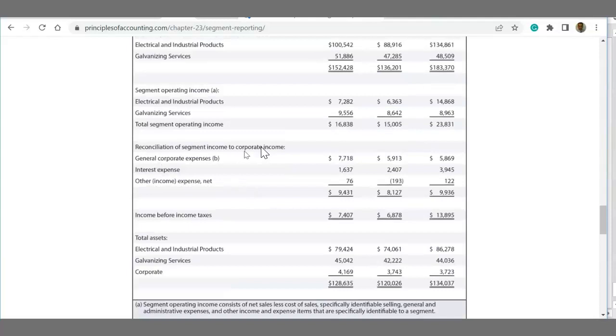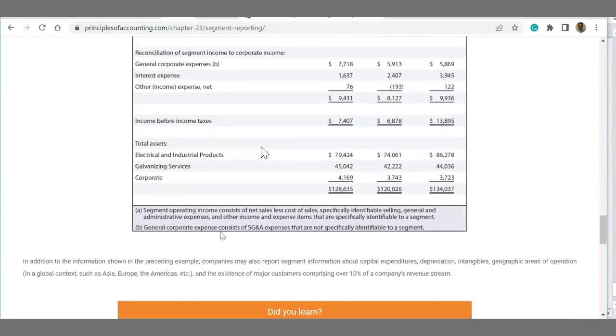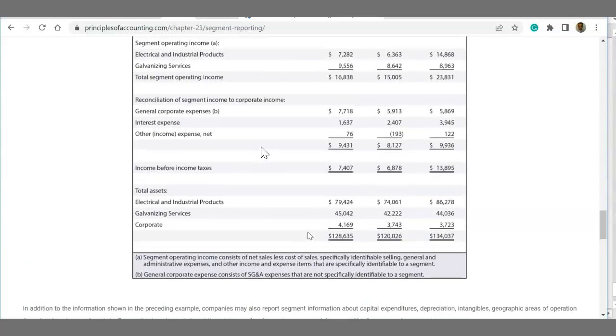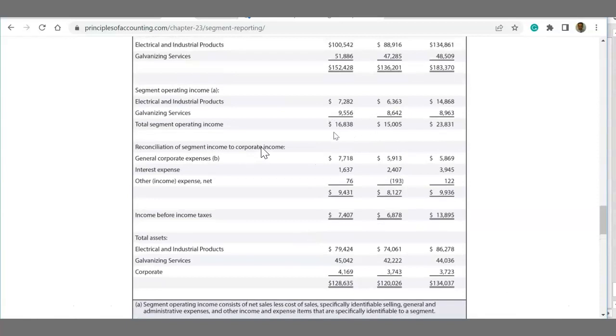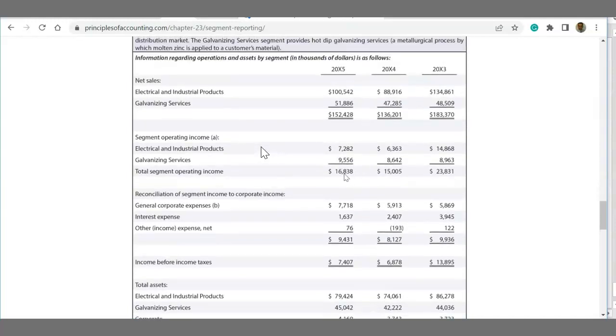Reconciliation of segment income to corporate income. So general corporate expenses are 7,700, which consist of selling and general administrative expenses that are not specifically identifiable to a segment. So that's why we calculate them and consider them separately, because operating income is good for each segment, but we want to know what is not traceable to a specific segment.